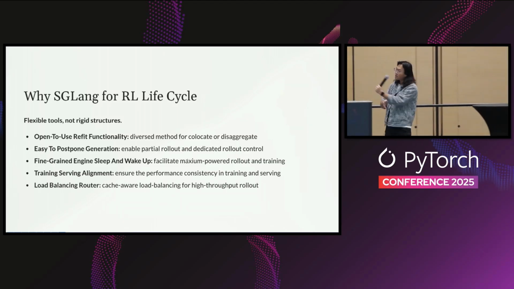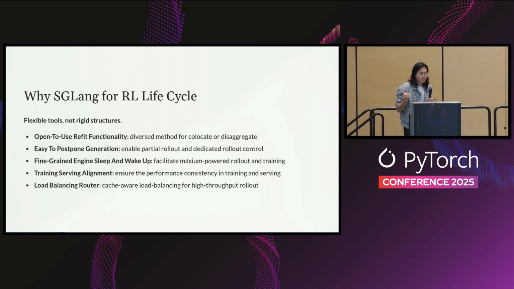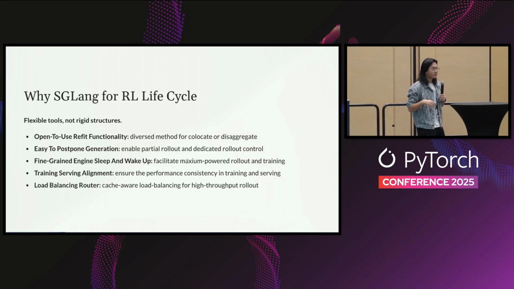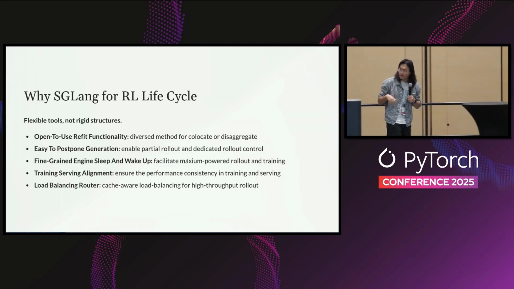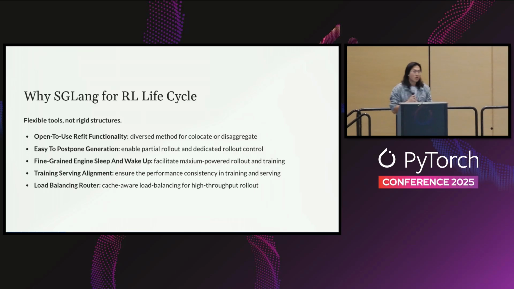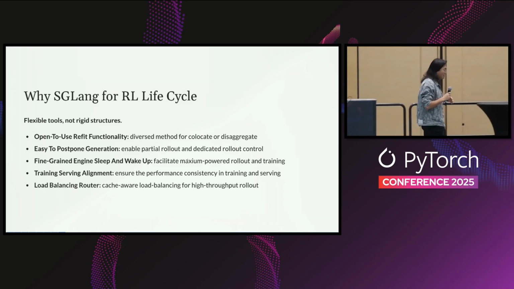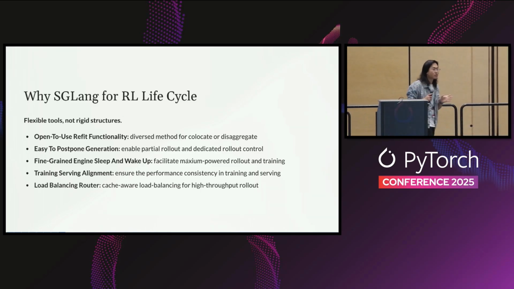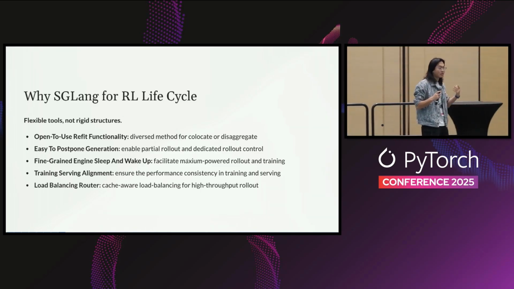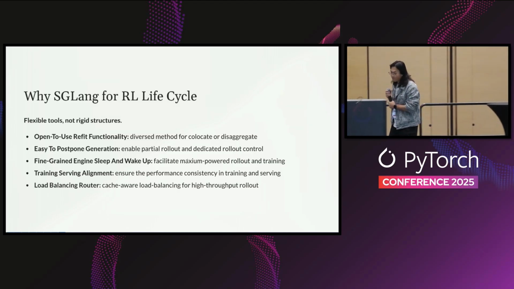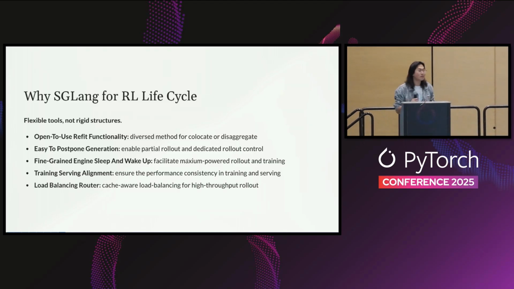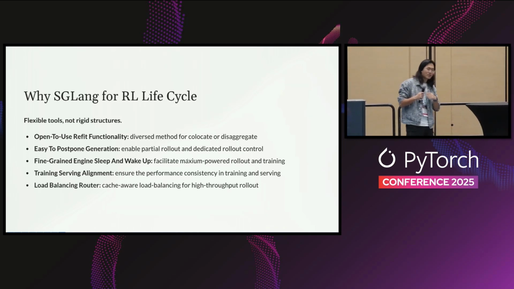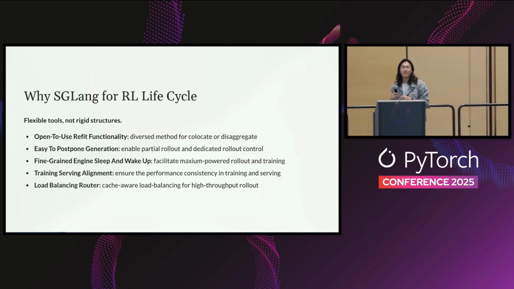Okay, and we have five detailed concepts. The first thing is open-to-use refit functionality. Just as I said, to copy the weights back to the inference engine, we have three methodologies. And the second thing is easy-to-postpone generation. Again, for large-scale rollouts, at some point we may want to stop our generation. So SGLang gives you the API, so it's easy to stop it at once. And the third thing is fine-grained engine sleep and wake up. I will cover it later. It just means that we have SOTA context switching technologies to facilitate your RL.